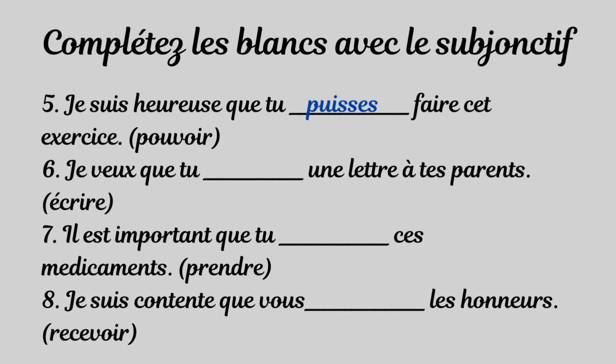Next is je veux que tu dash une lettre à tes parents. The verb is écrire, and the conjugation of écrire with ils plural is ils écrivent. So we'll remove ent and we'll add the ending es to that because our subject is tu. So the answer would be tu écrives une lettre.